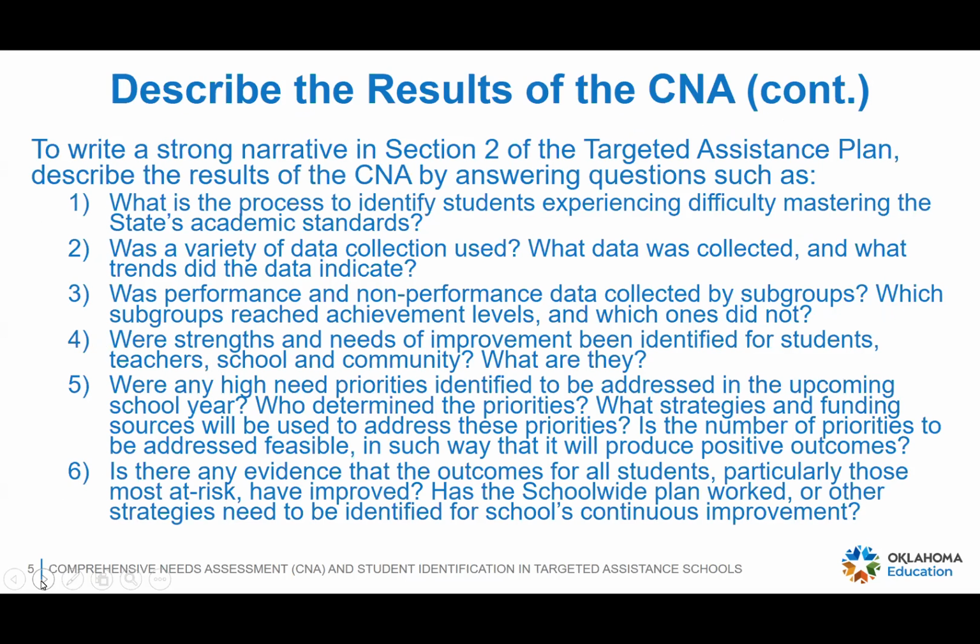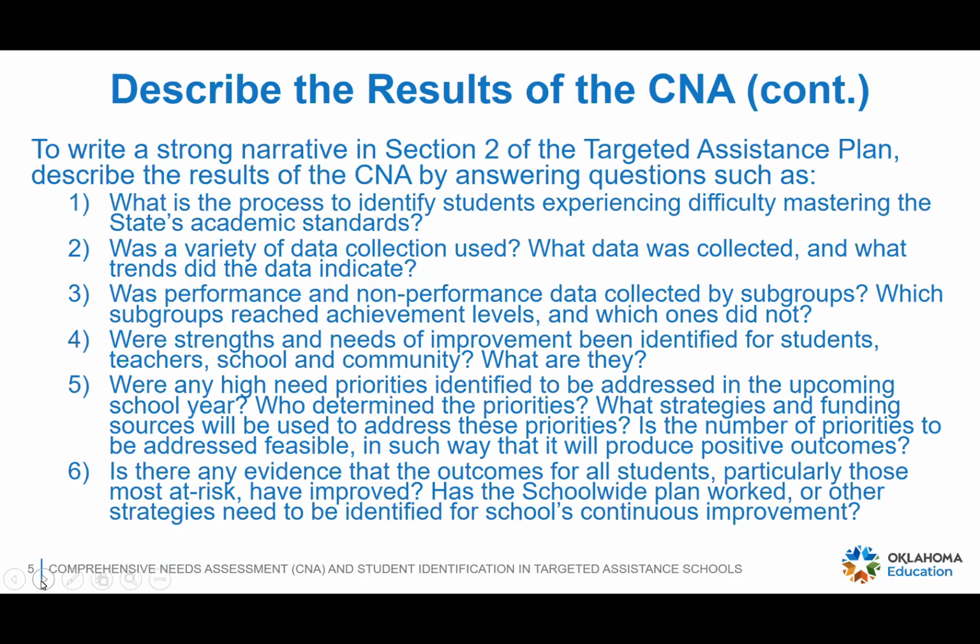To write a strong narrative in section 2 of the targeted assistance plan, describe the results of the CNA by answering questions such as: What is the process to identify students experiencing difficulty mastering the state's academic standards? Was a variety of data collection used? What data was collected and what trends did the data indicate? Was performance and non-performance data collected by subgroups? Which subgroups reached achievement levels and which ones did not? Were strengths and needs of improvement being identified for students, teachers, schools, and community?